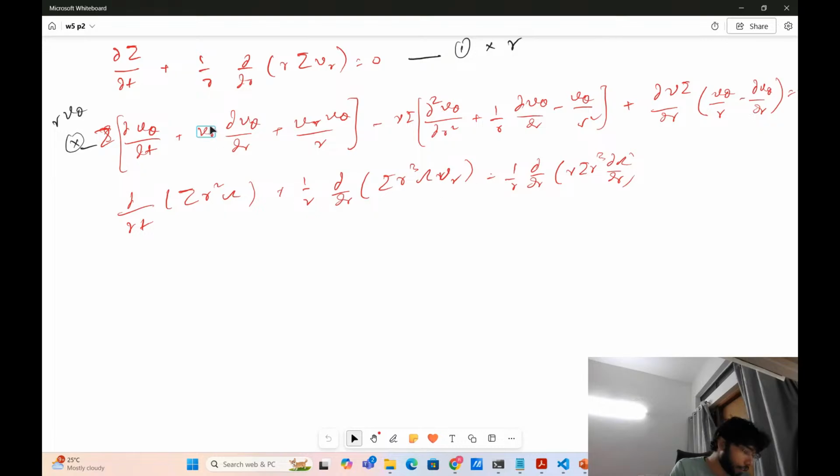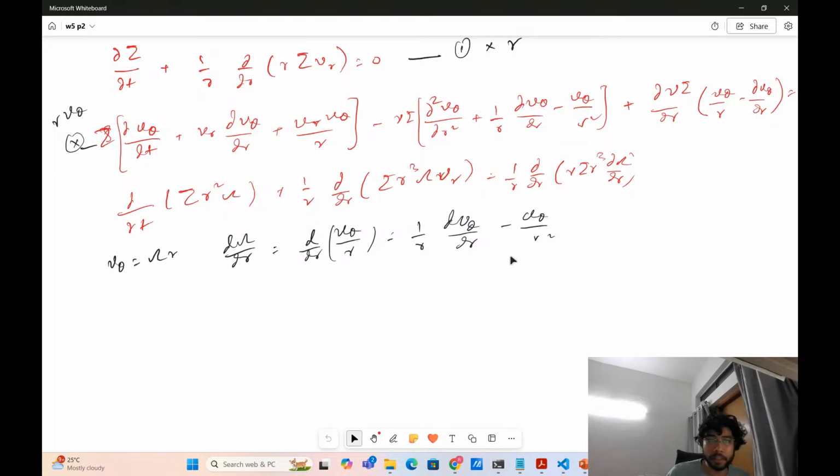First thing to note is that these equations have v theta and this equation has omega. v theta is always omega r, that we know. Now this equation also has d omega dr. d omega dr could be written as d dr of v theta by r, which is 1 by r dv theta dr minus v theta by r square. We're just writing this down, and we will use this later on. Now let's break down the first term.